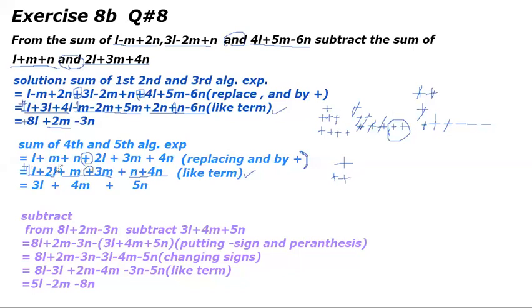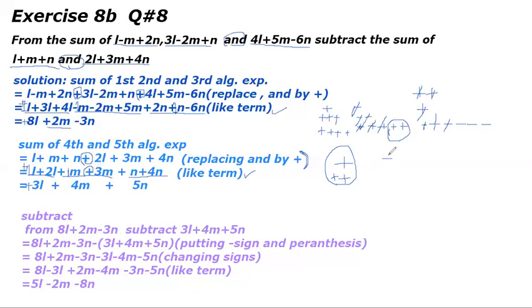L, we will add now. Positive 3L. This is positive 3L. Now we will add these two like terms. M means positive 1M. Positive 1M. Okay, and positive 3M.